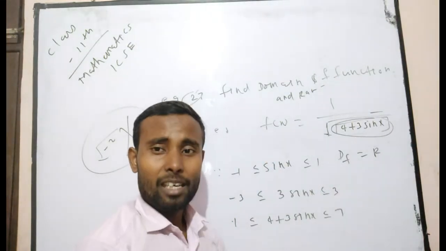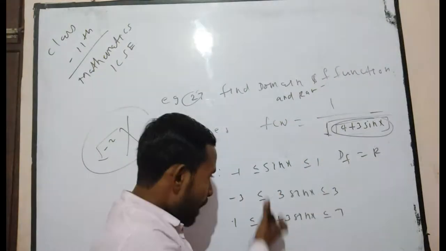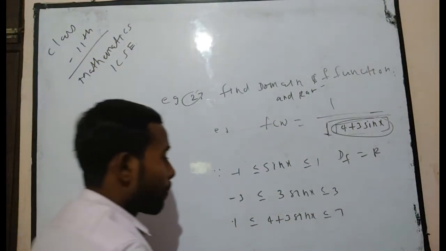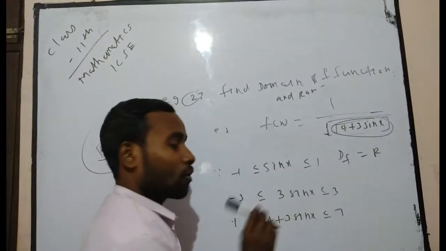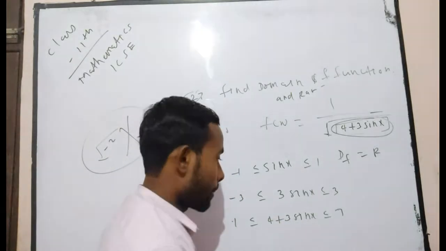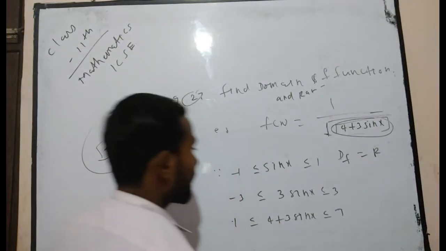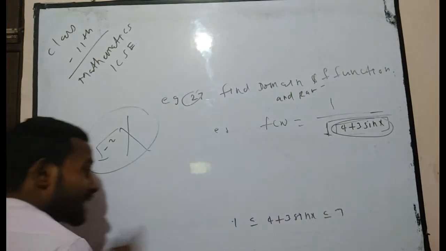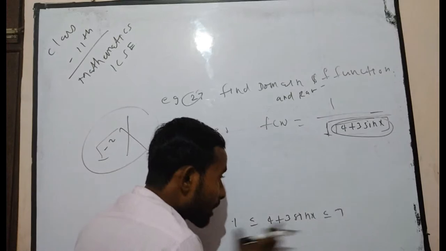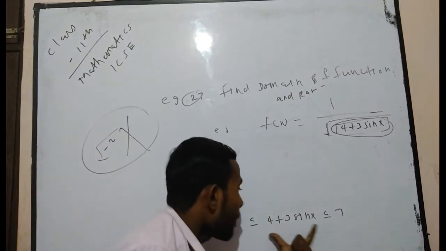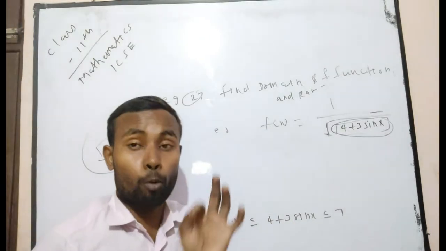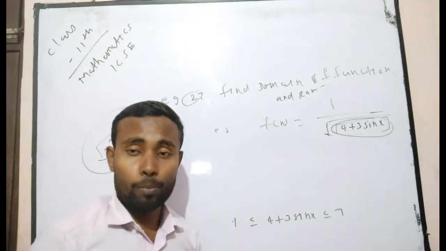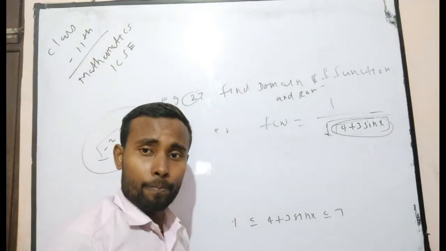Now you have to find the range. As you know, range is also found by this process. How can you find it? If 4 plus 3 sin x is greater than or equal to 1 and less than or equal to 7, after taking the square root on both sides, here you can take the square root. Why? Because you already know the whole value lies between 1 and 7, that means positive, and 7 is greater than 1. In this case, definitely the square root of 7 is also greater than 1.